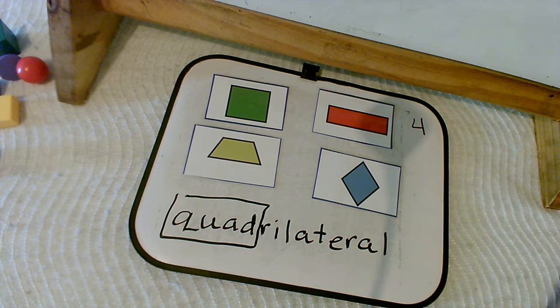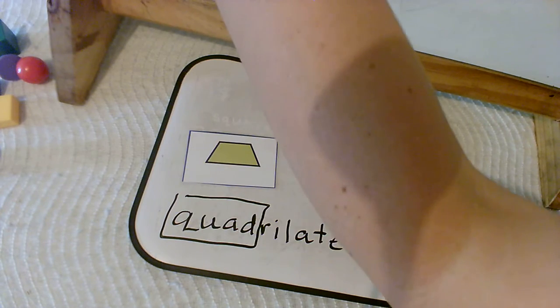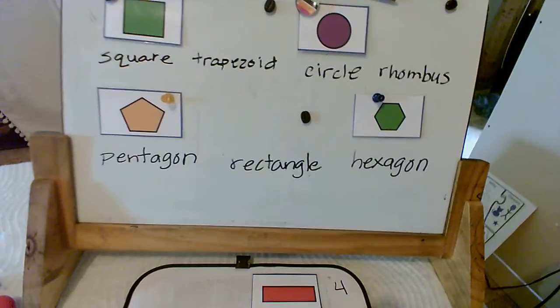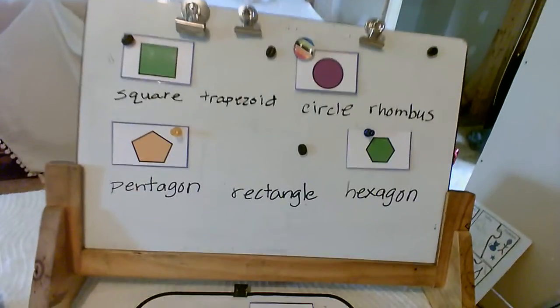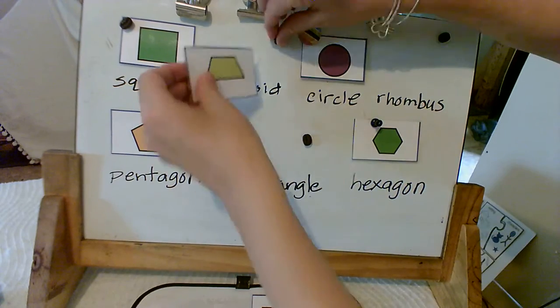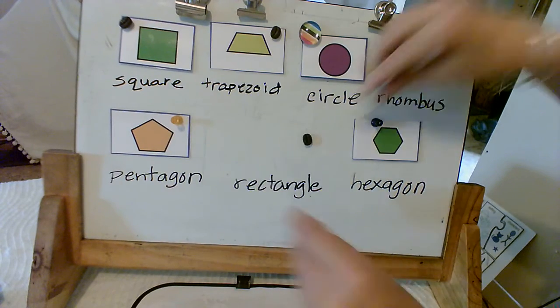All right. So you're going to do an activity now where you're going to be looking at some shapes, just like the ones we talked about, and you're going to be naming them.